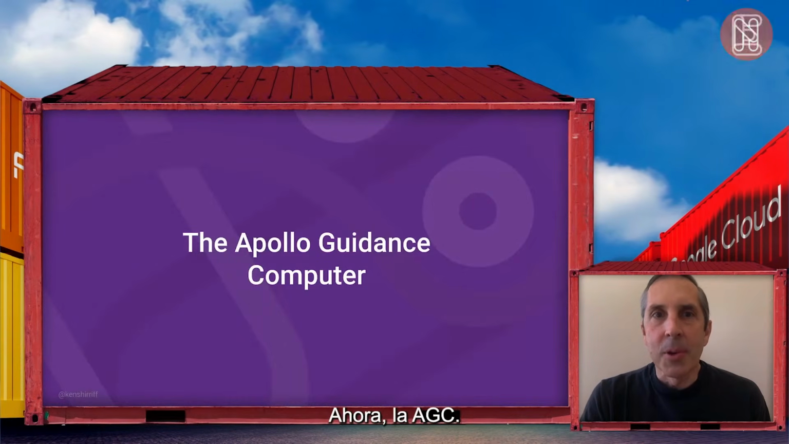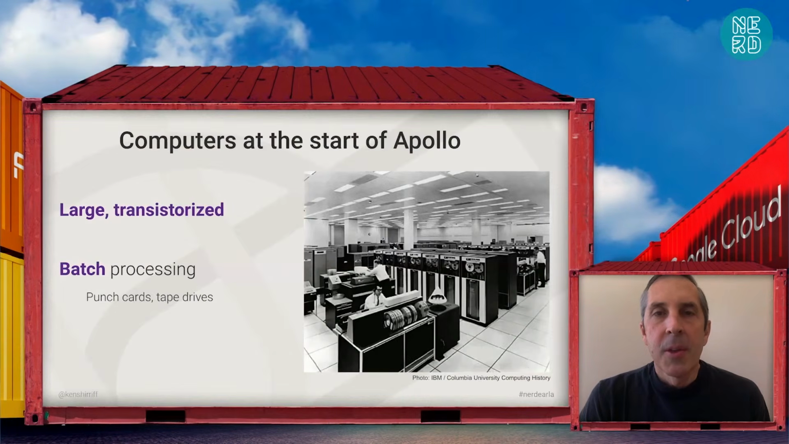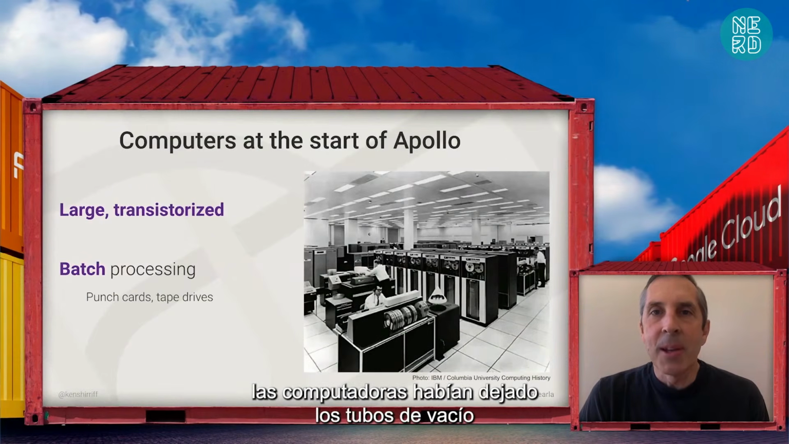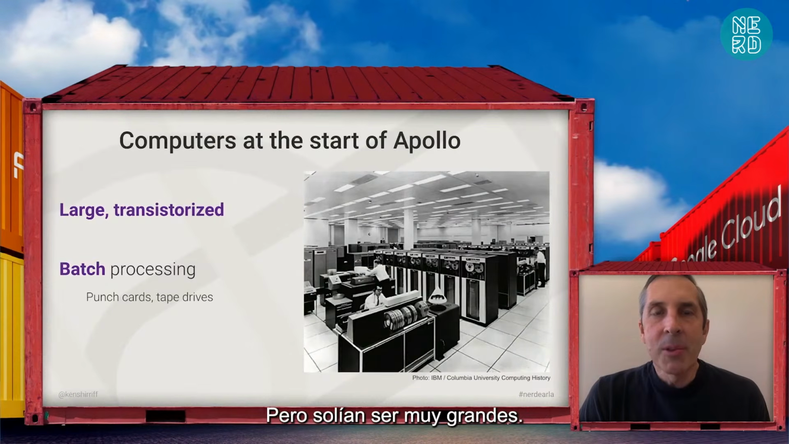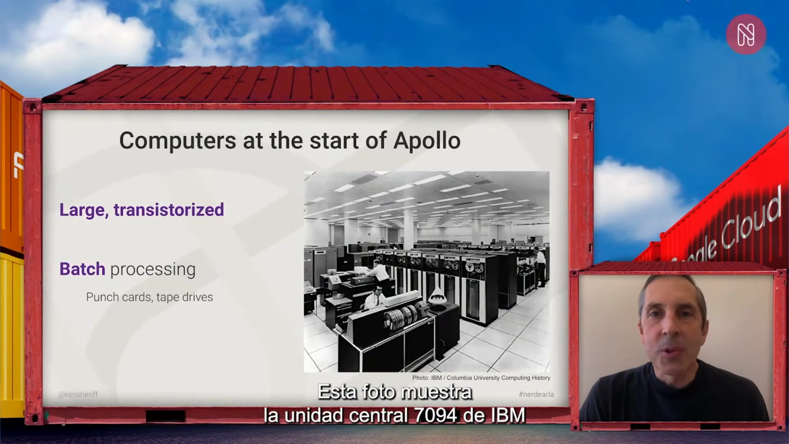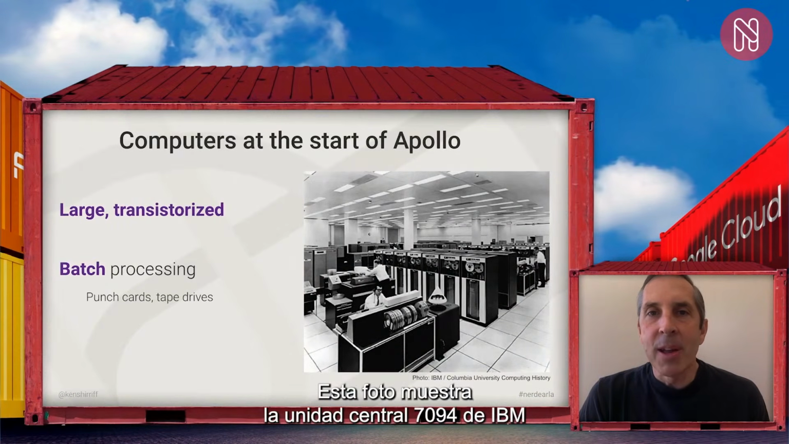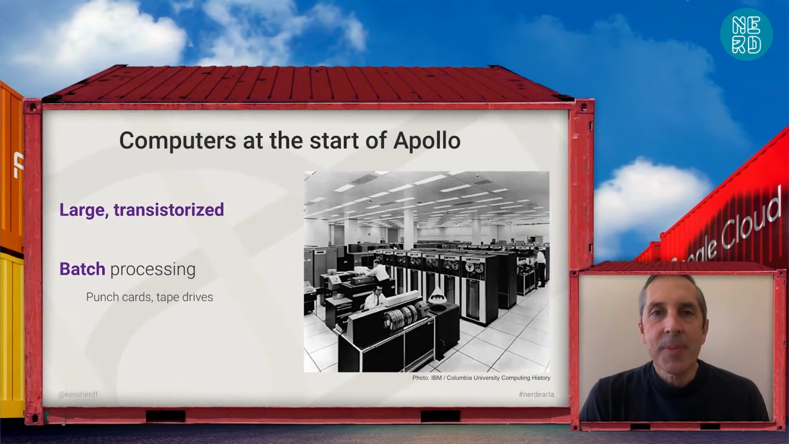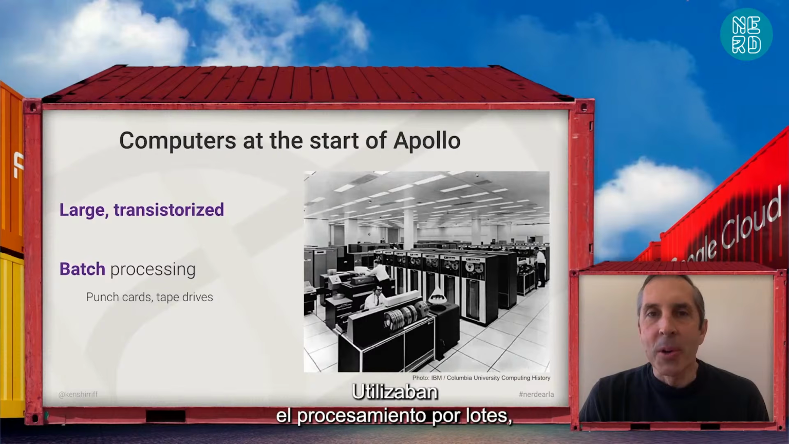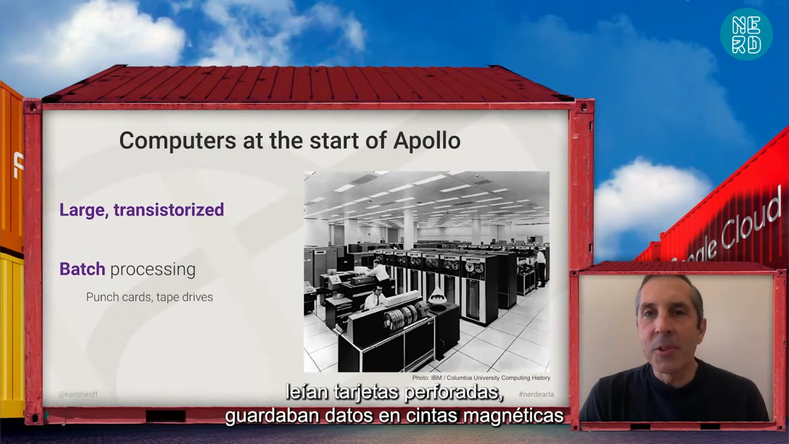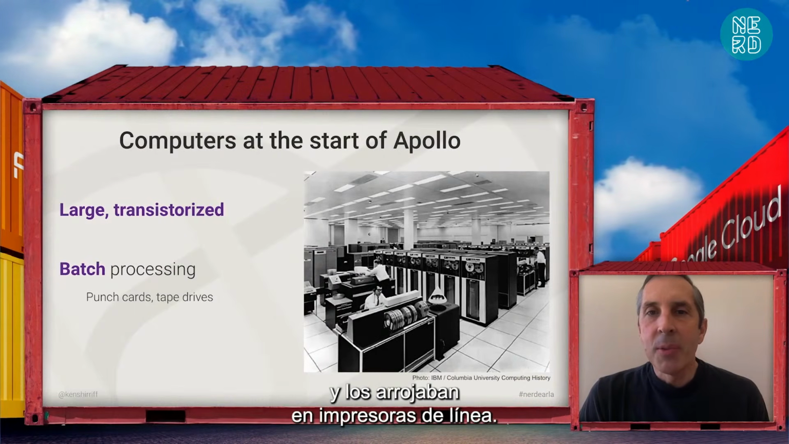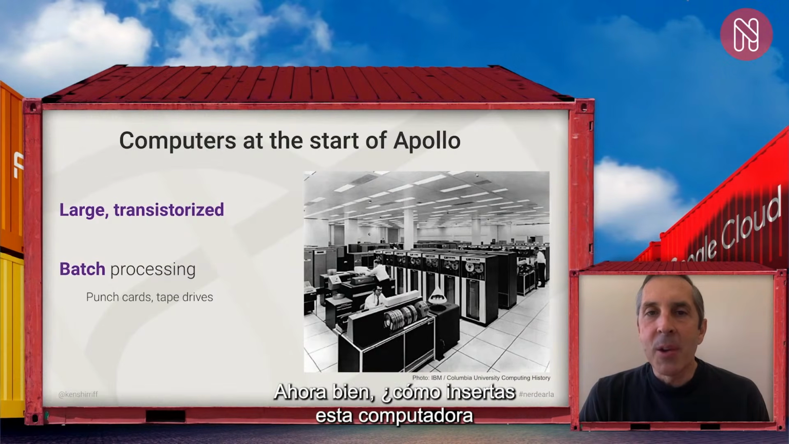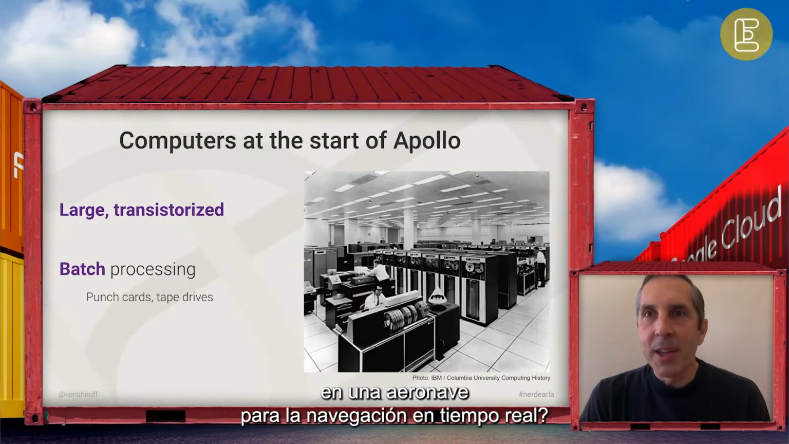Next, the Apollo guidance computer. In the early 1960s, computers had mostly moved out of the vacuum tube era and used transistors, but they were usually very big. This photo shows the IBM 7094 mainframe, like the one NASA used as seen in the movie Hidden Figures. These computers ran in batch mode, reading data off punch cards, storing data on magnetic tape, and printing results on line printers. So now, how do you put a computer in this era onto a spacecraft for real-time navigation?